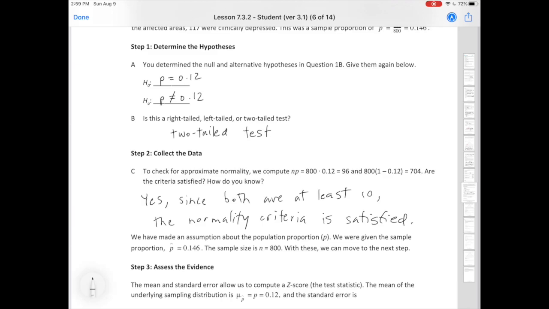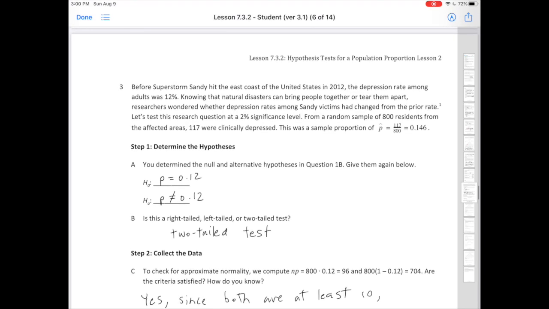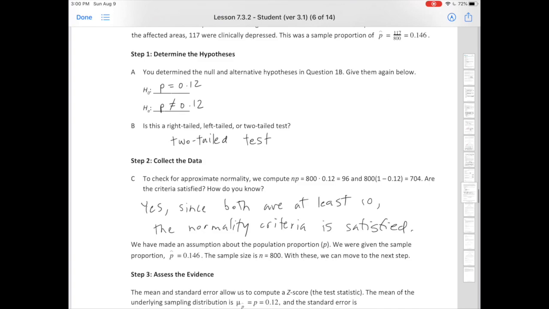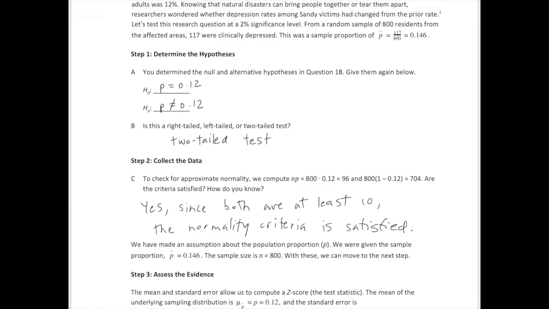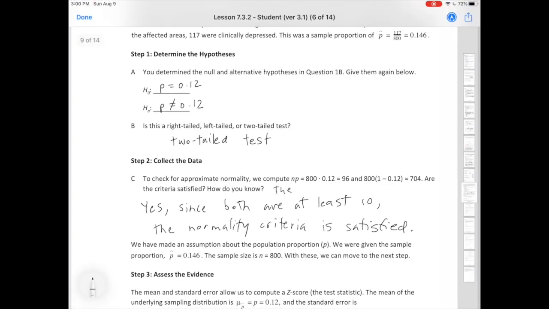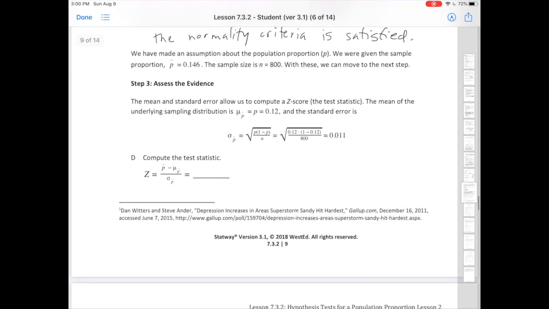Okay, let's move on. We have made an assumption about the population proportion p. We were given the sample proportion, p hat equals 0.146. The sample size is n equals 800. With these, we can move to the next step. But actually, before I move on to the next step, was this a random sample? They should have asked us to verify that as well. And it says here from a random sample of 800 residents, okay? So let's say the sample is random and all of the above is true, or all the below is true.